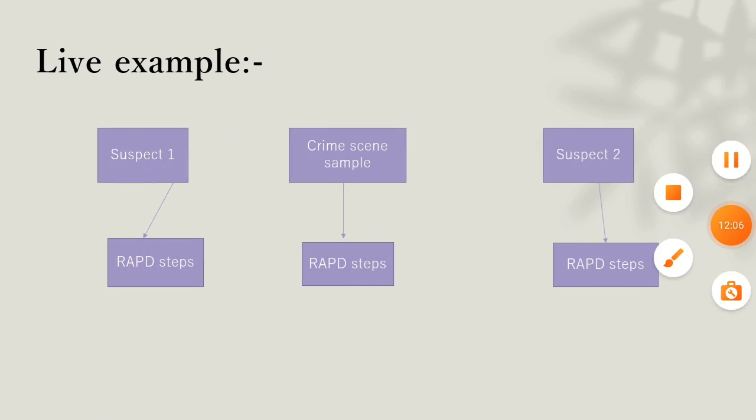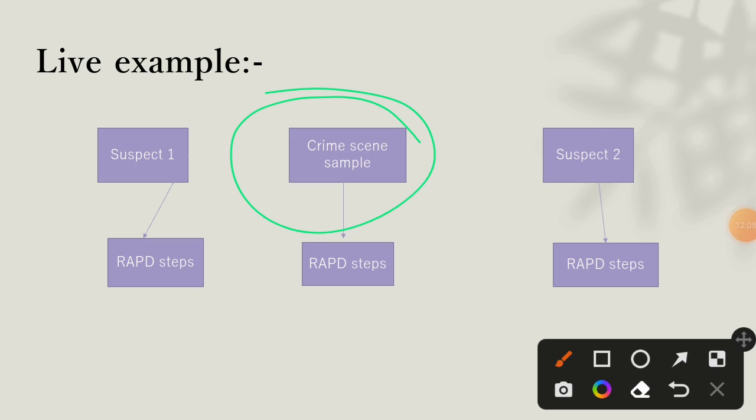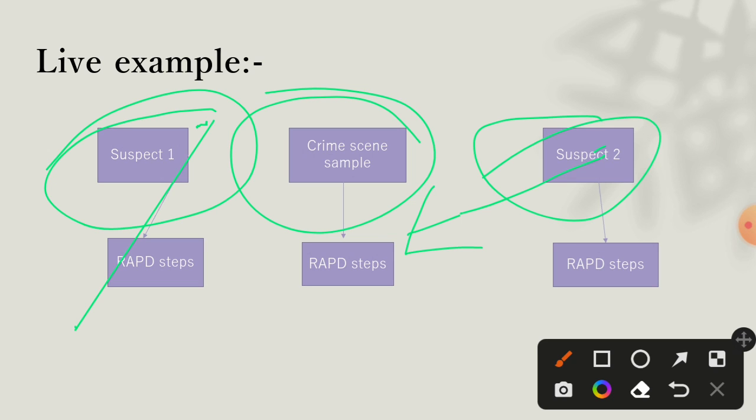So if we try to understand it again, we are taking a sample from the crime scene. Now you have isolated the DNA from the sample, and applied the random amplified polymorphic DNA. Now as a detective, you are suspecting two suspects. You have also ordered them to go and give their samples to your forensic scientist. So they have given their samples.